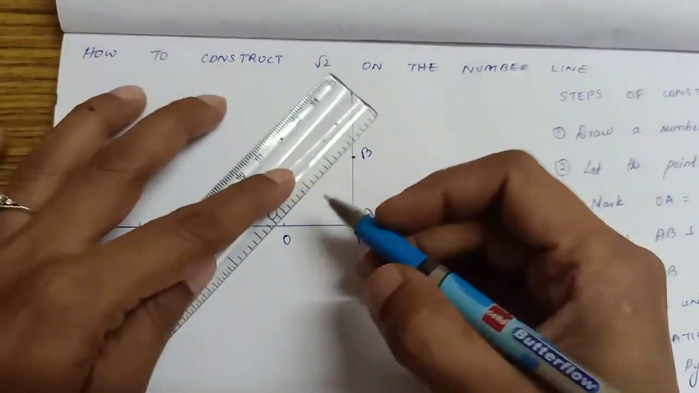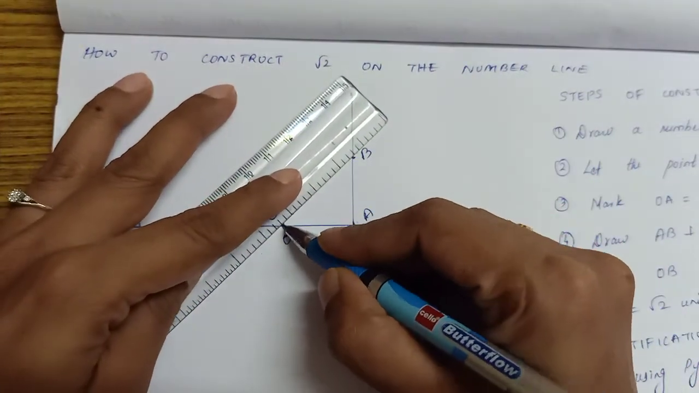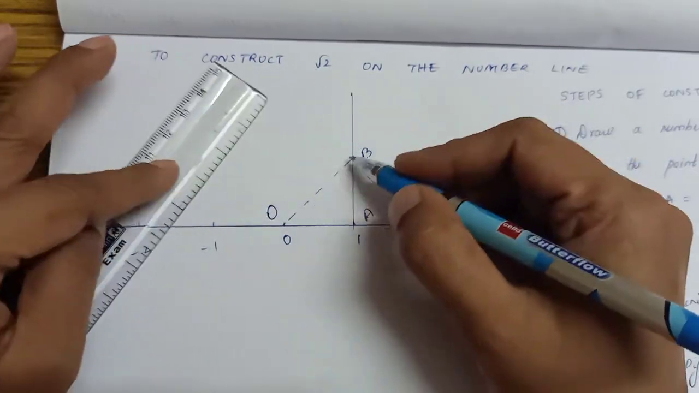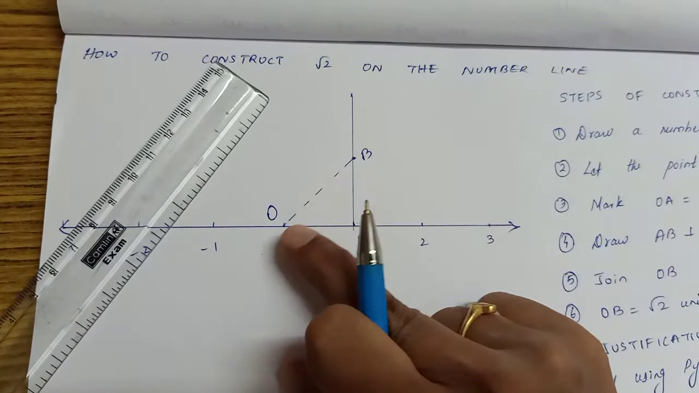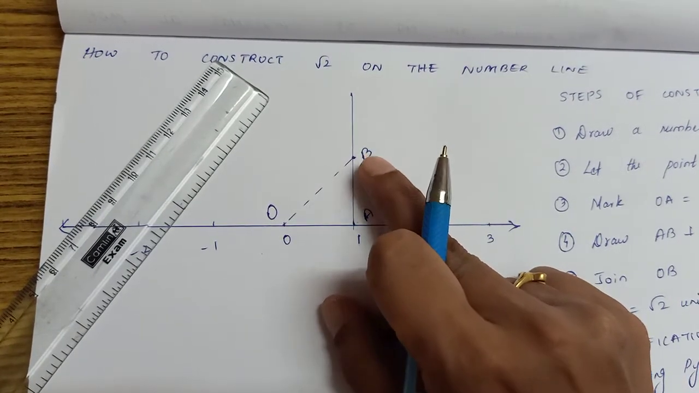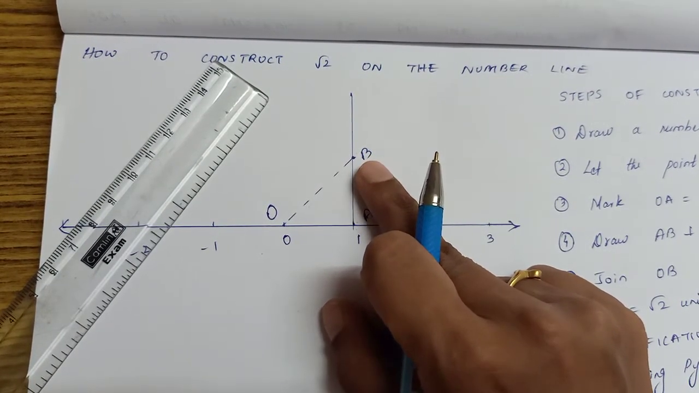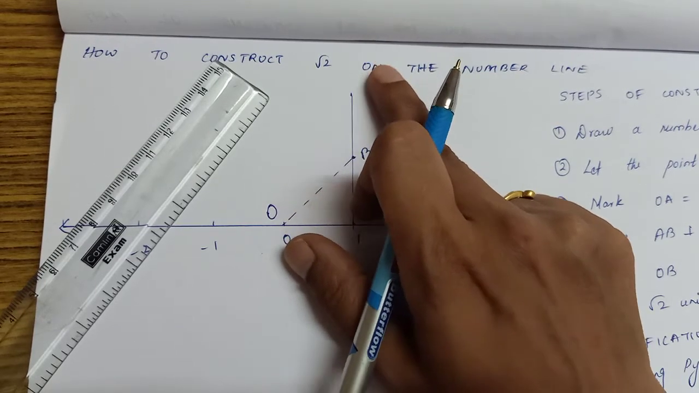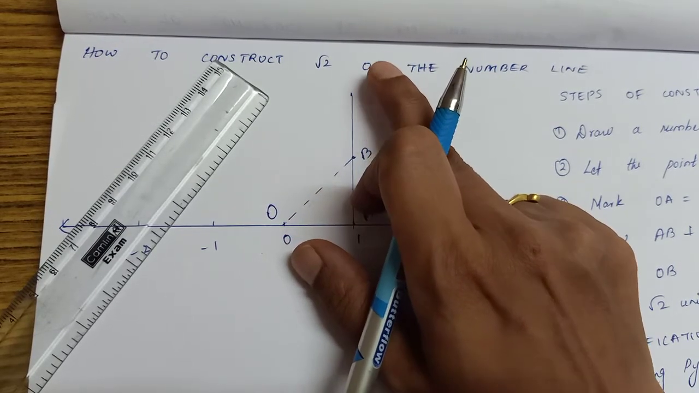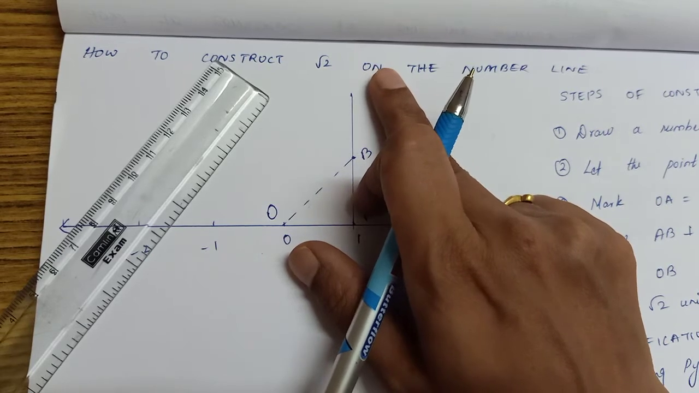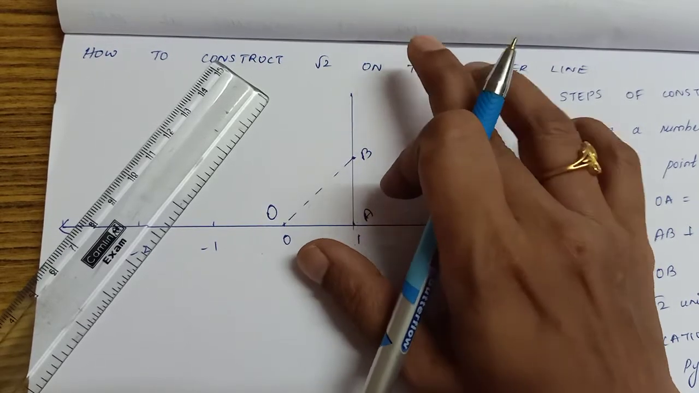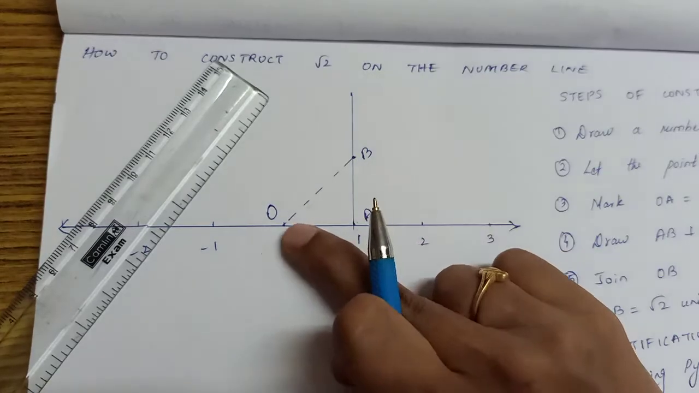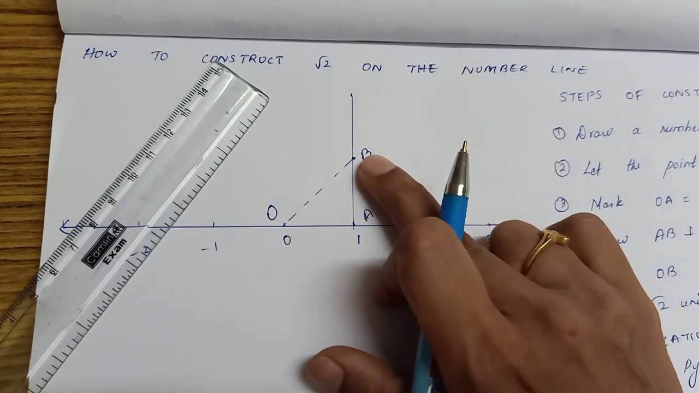Now what we are going to do is almost the last step. We are joining OB. Now this OB, if you measure, it will give you the value of square root of 2. Square root of 2's value is 1.414 approximately. It is an irrational number. It will be non-terminating, non-recurring. If we round off to the first 3 decimal digits, we get 1.414. So if you measure this, this also will be approximately the same.